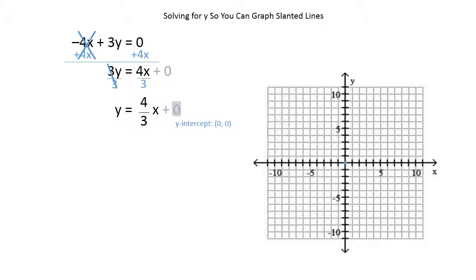So you would plot that initial point and then just use your slope to find additional points. So starting at that first point, you would go up 4 and right 3, and you would do it again. There you would have 3 points, you just draw a line through. Okay, that's putting it in y equals mx plus b and graphing it with the slope and the intercept.